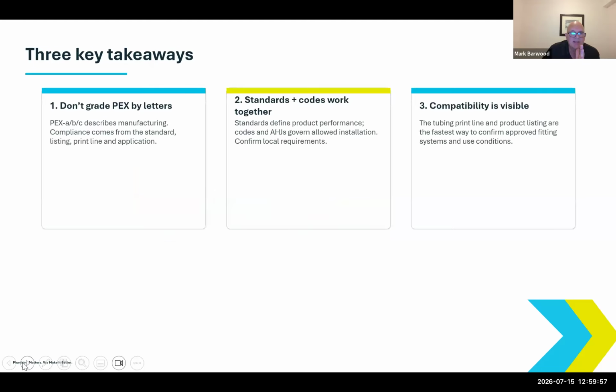Just 3 quick takeaways. Don't grade PEX by letters. Like I said, A, B, C doesn't mean good, better, best. It's just the way the cross-linking was achieved. Standards and codes work together. Standards define product performance, codes and authorities that have jurisdiction govern allowed installations. Confirm local requirements. They do change a little bit from place to place. And then compatibility is visible. The tubing print line and product listings are the fastest way to confirm approved fitting systems and conditions of use.